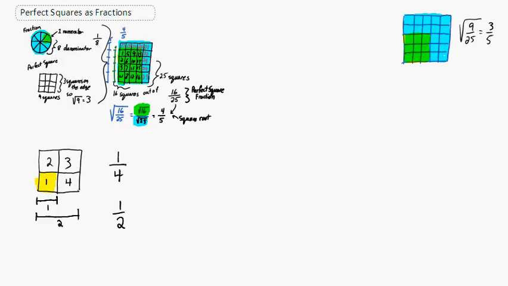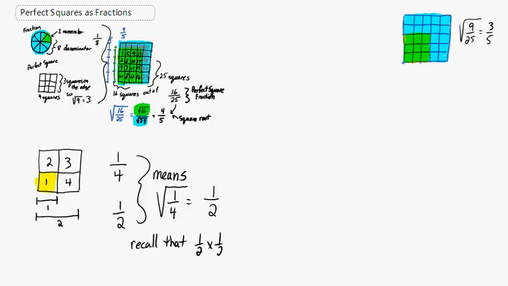What this means is that 1/4 and 1/2 are related. In fact, the square root of 1/4 is 1/2. Recall that if we multiply 1/2 times 1/2, we get 1/4, and that is the definition of what a square root is, a number which multiplied by itself gives another number.